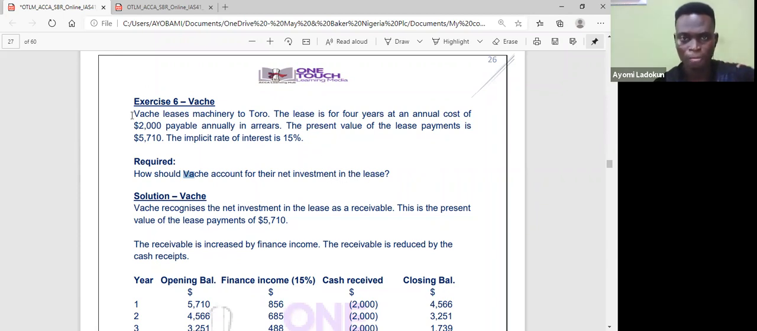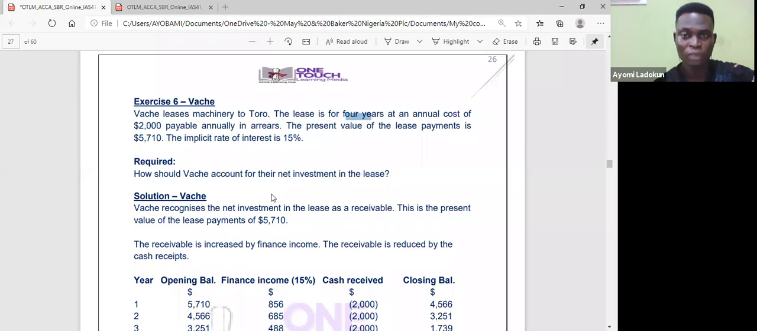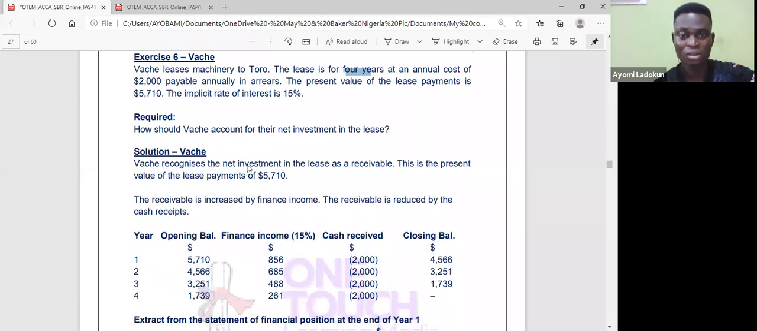Okay, so how did I know here it said VACH leases machinery to Toro, and it's for 4 years. Okay. So now, what do we do here? Normally, because I am the lessor, if I'm taking it as finance lease, I recognize a receivable. And how do I measure my receivable? To be the present value of lease payment that I'm expecting. And they told me that the present value already is 5,710. So it has already computed it for me.